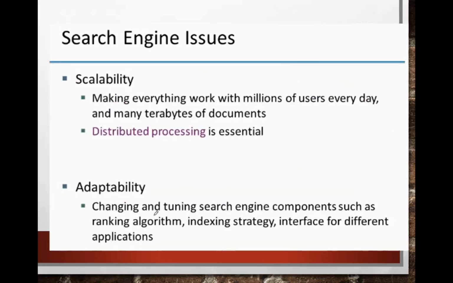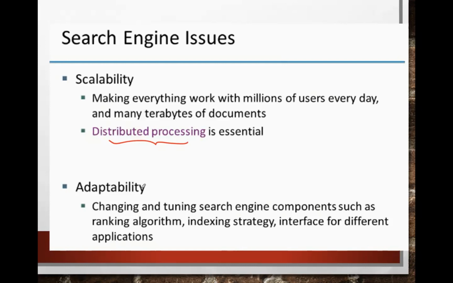Next one is scalability. Here search engines need to deal with many terabytes of documents as well as millions of users every day. So making everything work properly is again a difficult task. And in such cases, distributed processing is considered to be essential, which helps the search engines perform their task in a smooth manner.